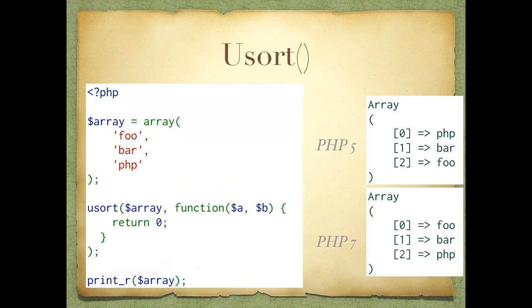Okay, I'll finish with usort, because this one is interesting. Usort behavior has been changed. Well, not the definition itself, but one specific situation: whenever there are values that compare the same with the custom comparison function, the previous behavior in PHP 5 was to reverse the order, while in PHP 7 the same order is kept. This is undefined behavior.